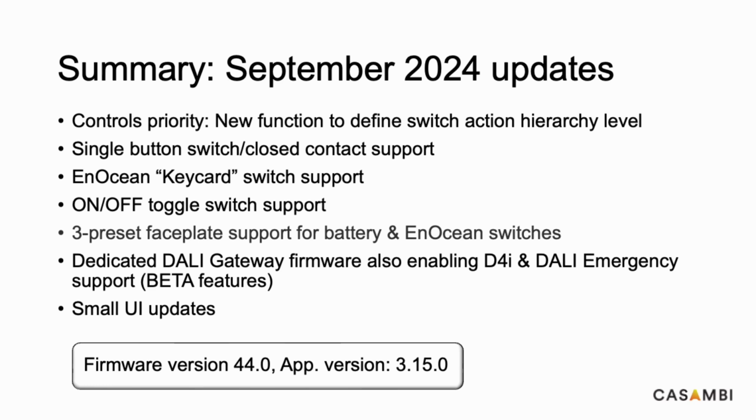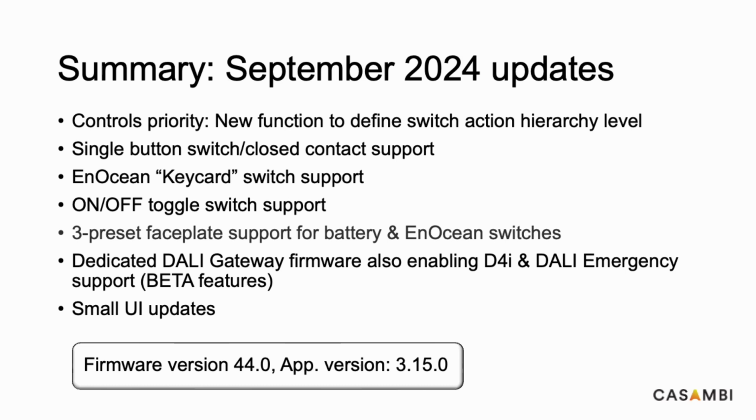Second option will be the support for single button or closed contact support, which hasn't been possible in Casambi before. It's always been momentary contact switches rather than a totally closed contact, for example a volt-free contact of a relay. There's also support for a new Enotion keycard switch, typically used for hotel room applications, for example. We'll also be supporting on-off toggle switch functionality, so as in a normal switch where it latches closed in one position and latches open in a different position.